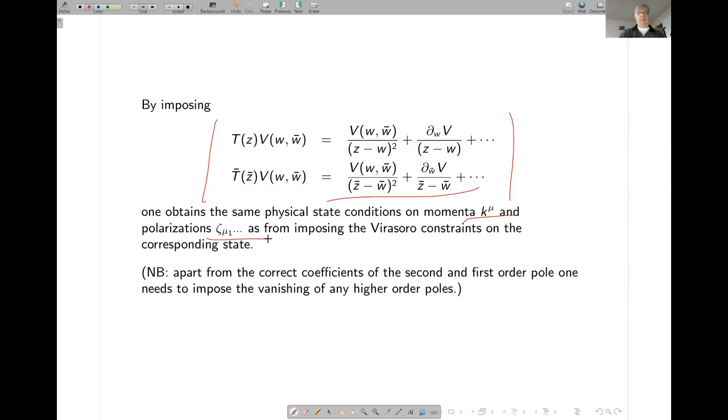By the way, what you have to check explicitly is not only that the coefficient of the second order pole is the correct one, and that the coefficient of the first order pole is the correct one, but if you look at the vertex operator for the massless states, in principle, this would also have higher order poles, and by imposing that these higher order poles have zero coefficients, you get part of the physical state conditions.